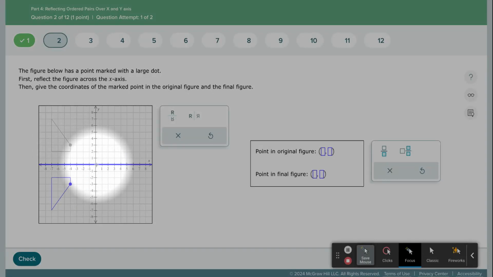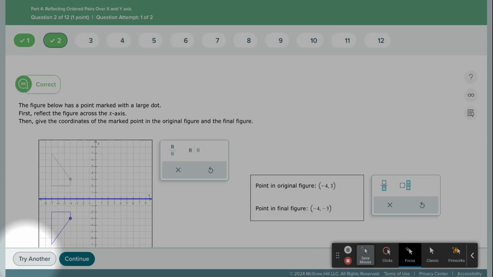In the original figure, how would I get there? Starting at my origin, I would have to go back 4, up 3. So to go back 4 is -4. To go up 3 is +3. That's my original. My final figure causes me to go back 4 and down 3. So back 4 is a negative, down 3 is also a negative. There's quite a few steps to that, but it's not too bad.